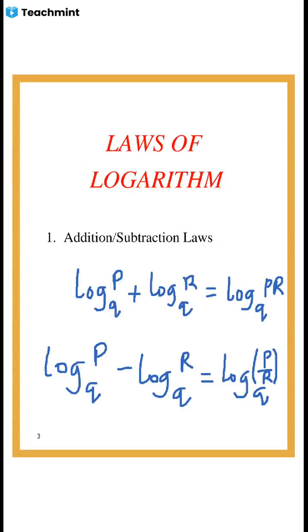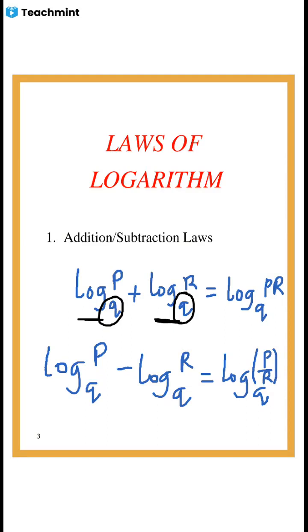We want to look at laws of logarithm. In our previous class, we looked at laws of indices, and here we want to look at laws of logarithm. So we are going to look at the addition and subtraction law. What does it mean? If we have a logarithm that is having a base and another logarithm that is having the same base, can you see? They are both to base q. The law says that we should multiply their powers. P times R is PR. So it's going to be log PR to base Q.